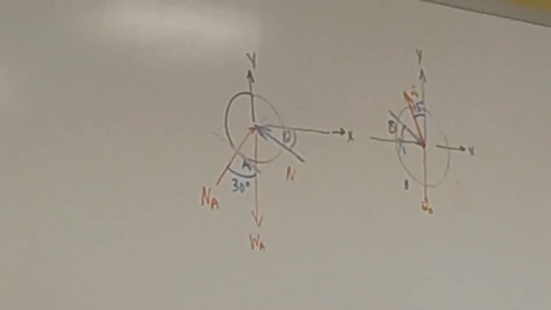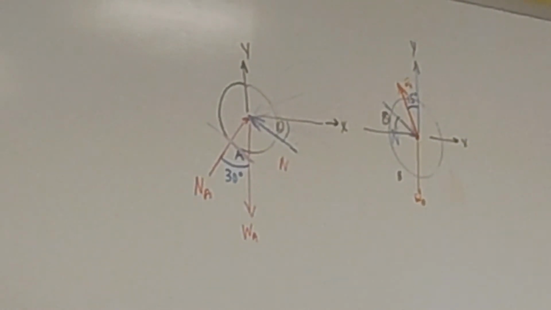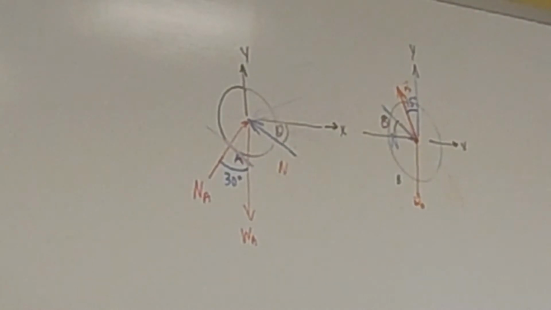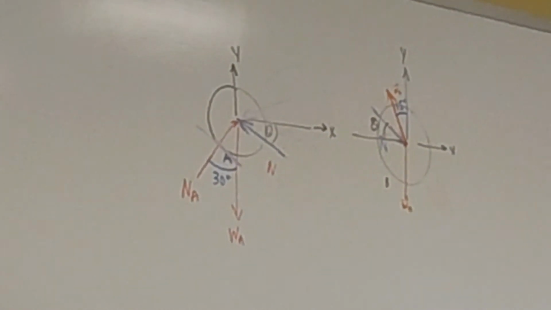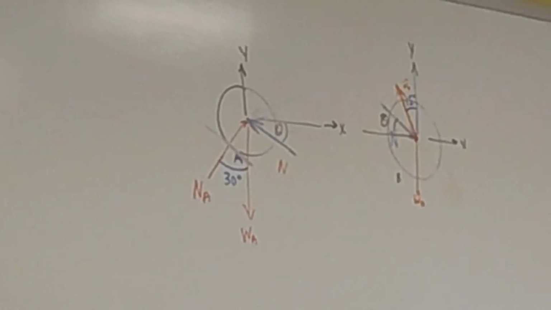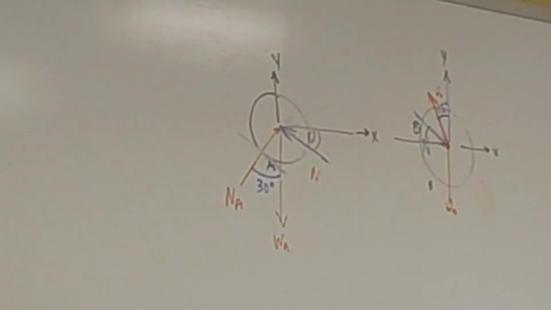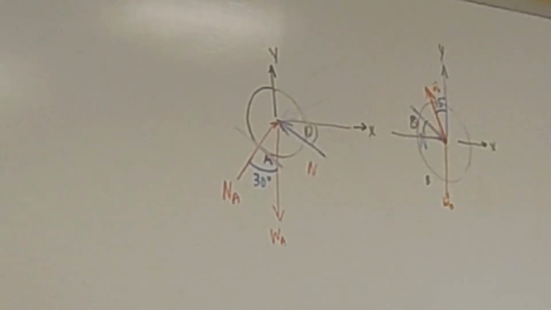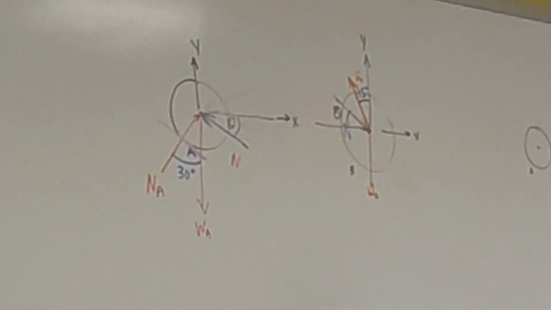Let me go back to David's question again. If they want to know what the value is for the normal from A to B or B to A, it's the same value, right? Regardless, they're equal and opposite, so the magnitude is going to be the same. The only thing different would be its direction. Okay, so now let's draw a free body diagram.